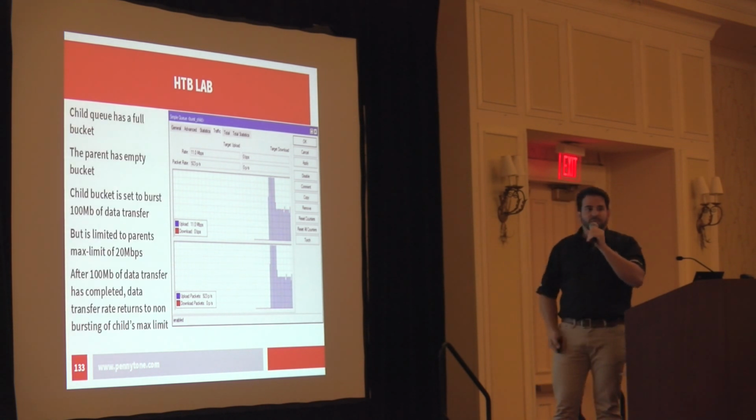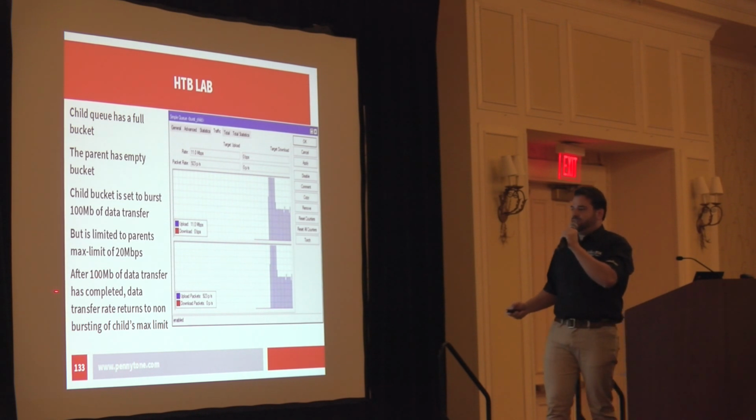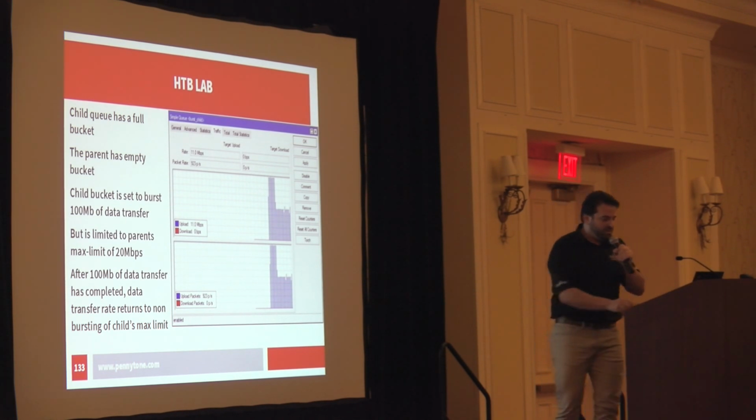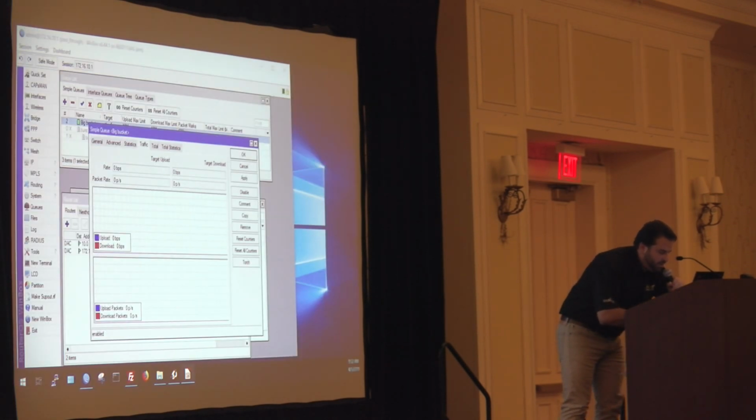So I was supposed to explain all that. But the child queue has a full bucket, the parent has an empty bucket. The child bucket is set to burst at 100 megabit of data transfer, but is limited to the parent's max limit of 20 megabit per second. After 100 megabit of data has transferred and the transfer is completed, data transfer returns to the non-bursting limit of the child's max limit. That's exactly what happens here. So let's show you that in real time.